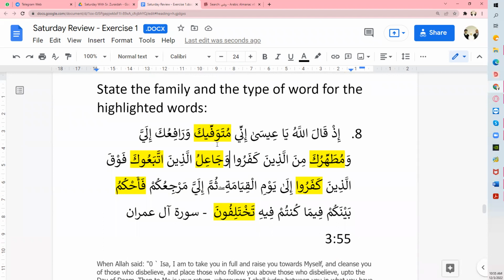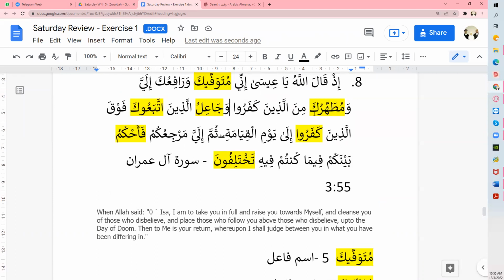Mutawaffika. This is the full part, yes, and we raise you, and after we raise, we cleanse you of those who disbelieve, mutahhiruka. So we cleanse you and we make those who follow you above those who disbelieve. This is a strange case. Place or made those who follow you above those who disbelieve, right? Ittaba'uka. This is one of those cases where we use an isim fa'il as a fi'il. Yes, that's right.